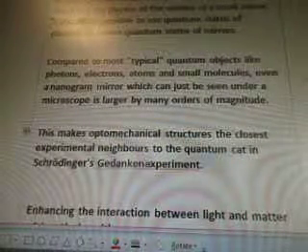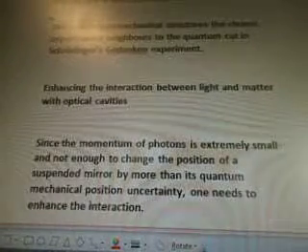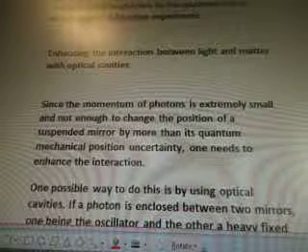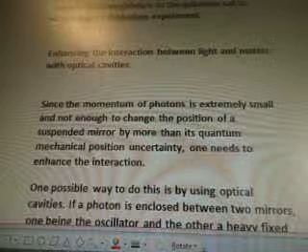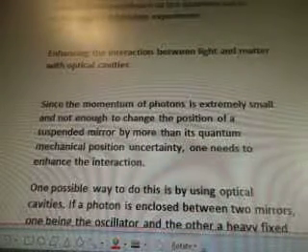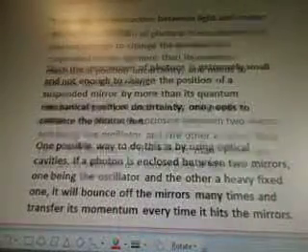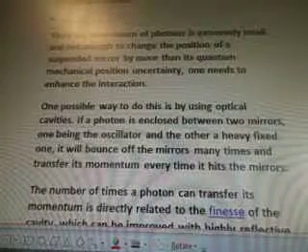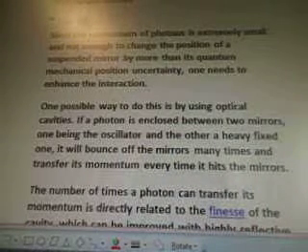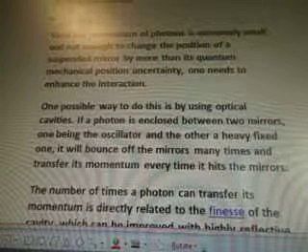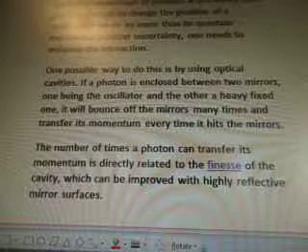Gedanken experiment. Enhancing the interaction between light and matter with optical cavities: since the momentum of photons is extremely small and not enough to change the position of a suspended mirror by more than its quantum mechanical position uncertainty, one needs to enhance the interaction. One possible way to do this is by using optical cavities. If a photon is enclosed between two mirrors, one being the oscillator, the other a heavy fixed one, it will bounce off the mirrors many times and transfer its momentum every time it hits the mirrors.